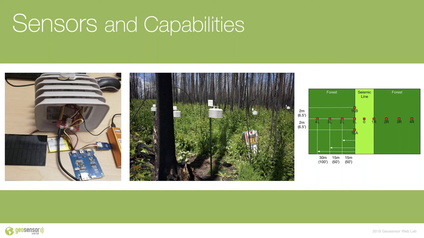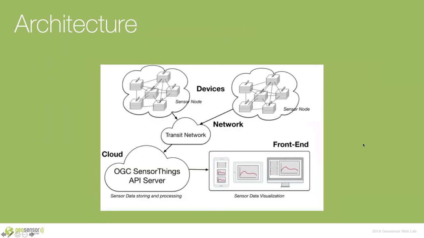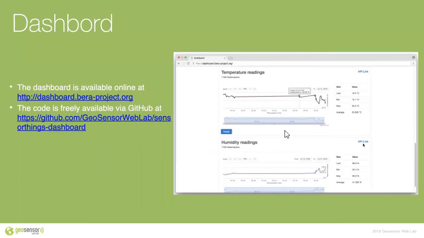Then we designed a network for sensing across the seismic lines and forestry areas. And this is the architecture of the system. Again, we use SensorThings API as a tool to facilitate our work in an interoperable and efficient way of implementing this project. So this is the dashboard developed based on that. And the code is freely available. Also, the dashboard is available online on GitHub. The dashboard for the other project is still under development.